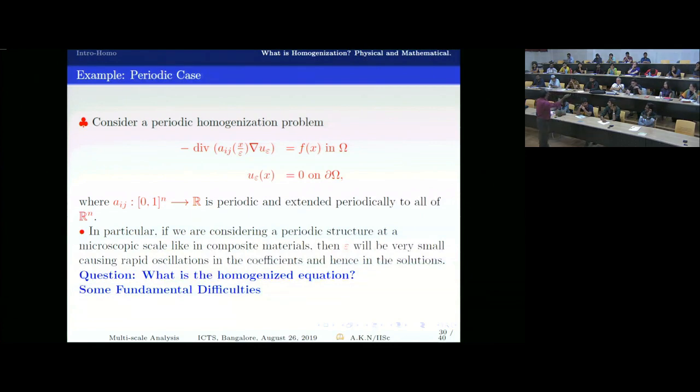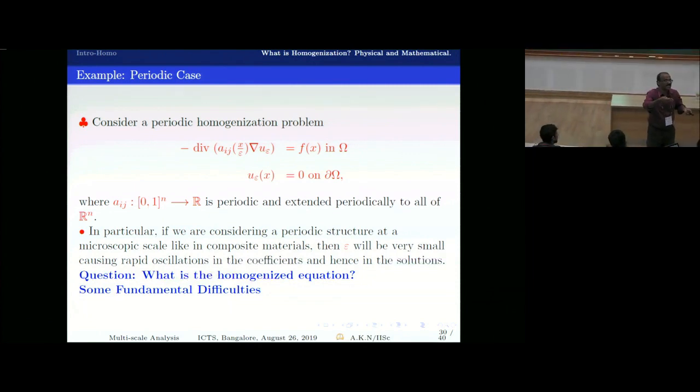For example, if you have two sequences, say C_n converges to C and D_n converges to D, then you can immediately say that C_n D_n converges to CD. But in a function space, if you have two sequences u_epsilon and v_epsilon, with u_epsilon converging weakly to u and v_epsilon converging weakly to v, then u_epsilon v_epsilon may not converge to uv. It is still possible that u_epsilon v_epsilon may converge to something. But then how do you recognize that something?